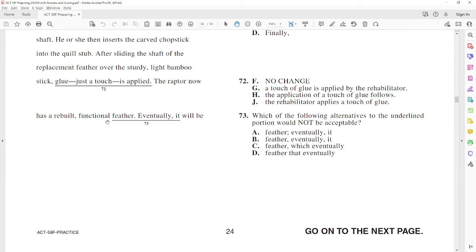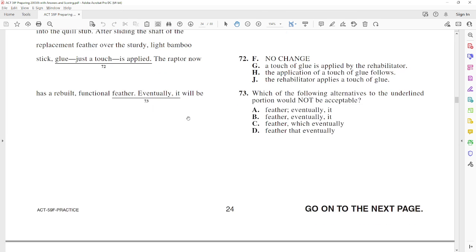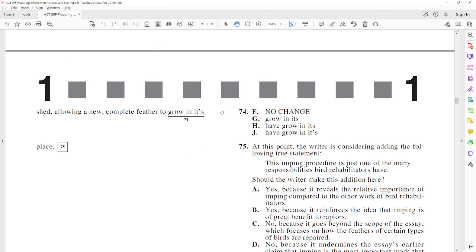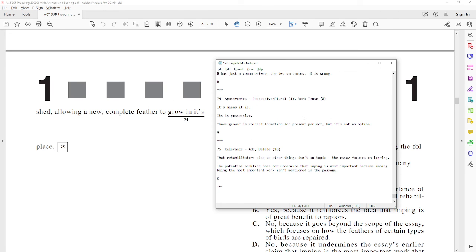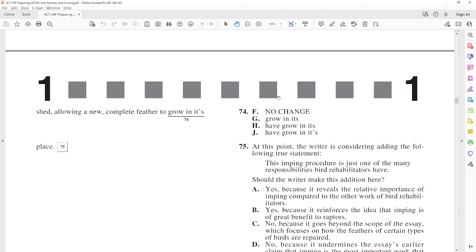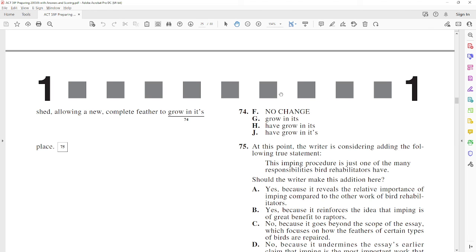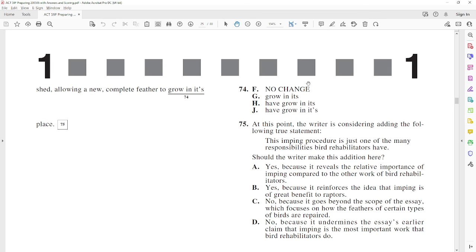Well, it says it has a rebuilt functional feather. It, the feather, will be shed, allowing a new complete feather to grow in its, the feather's, place. So I would replace this with grow in its, ITS, and that's G. H and J are wrong verb forms. So I guess 74 has to do with apostrophe, possessive plural, chapter 1, and verb tense, chapter 8. The correct answer is G, grow in its, ITS, that's possessive.